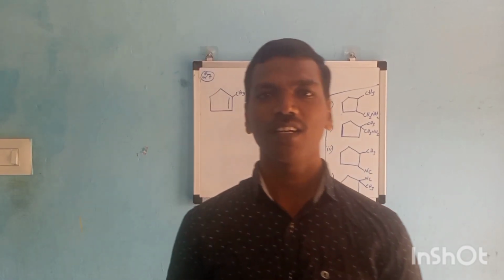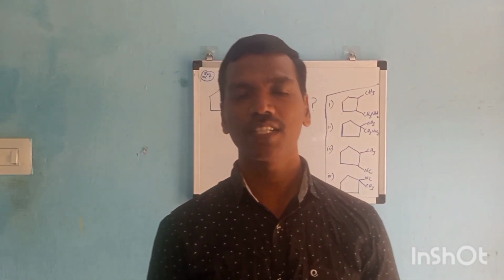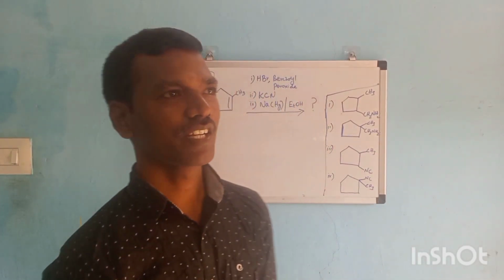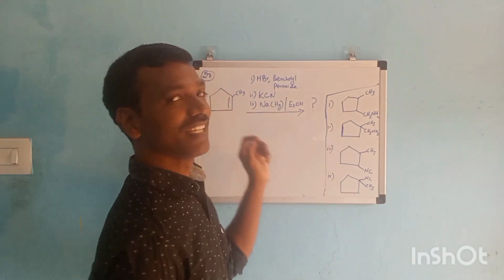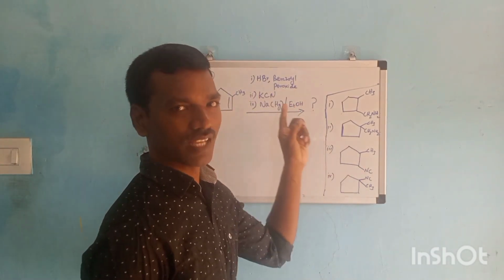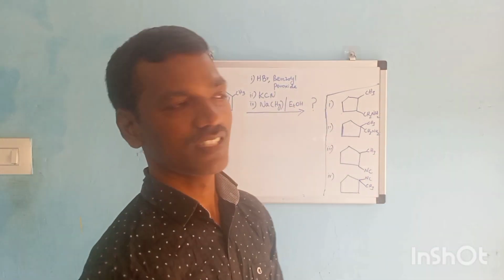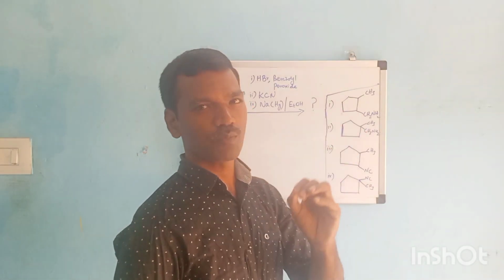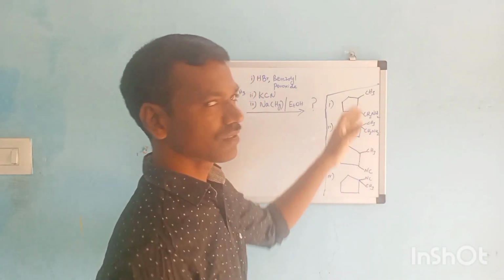Hello everyone. Today's topic is organic transformation. In the organic transformation, a cyclic alkene undergoes a sequence of reactions to form a product. We have to find out the correct product. Okay, the options are given.